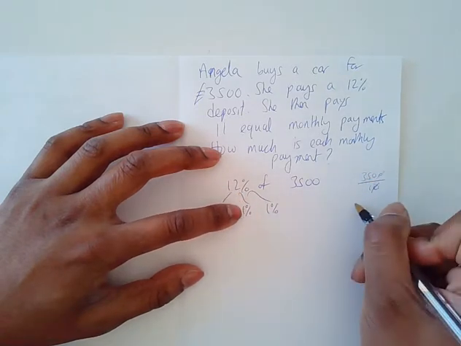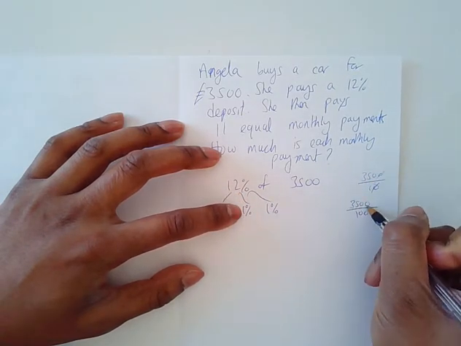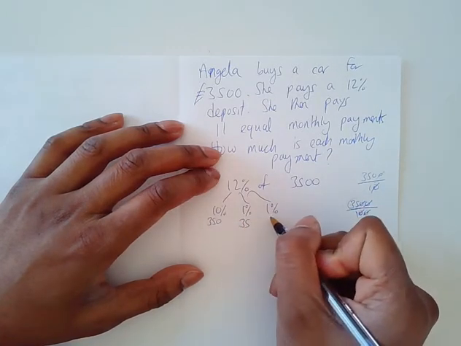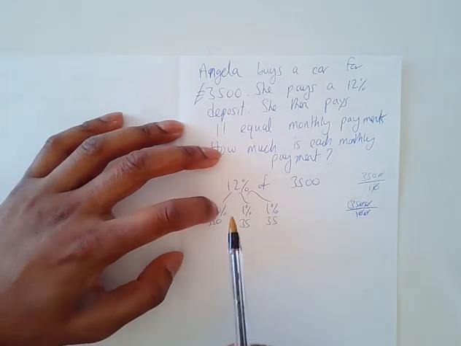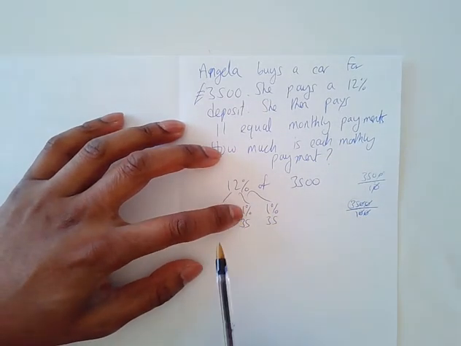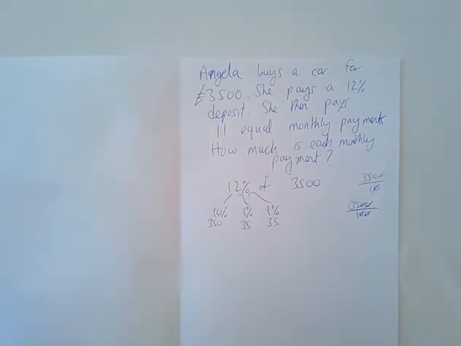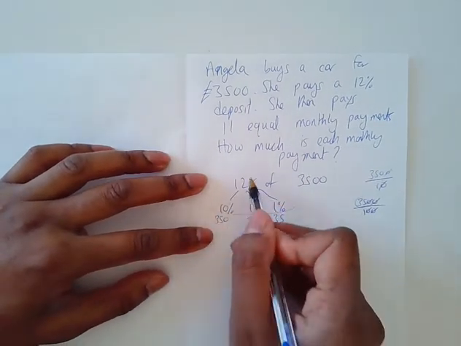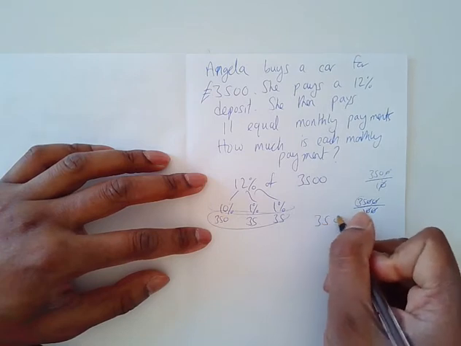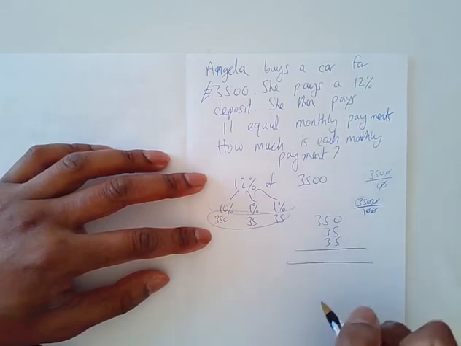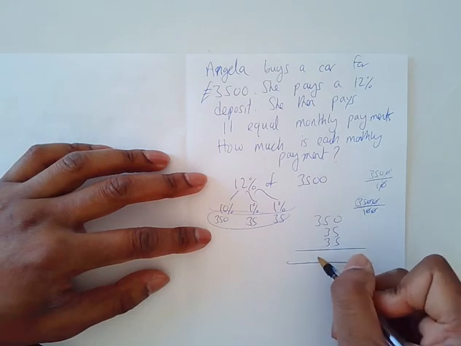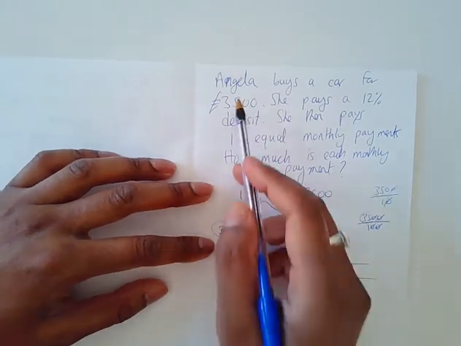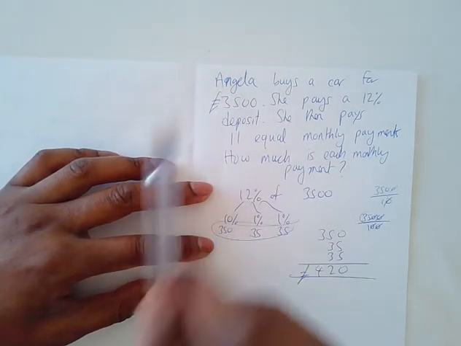So to find 1%, do 3,500 divided by 100. That's 35. So 1% is 35, 1% is also 35. So remember, to find 10%, divide by 10. To find 1%, divide by 100. That is allowed for these numbers. So that makes 12%: 350, 35, 35. That makes 420. So Angela will pay £420 towards the sale to the salespeople.